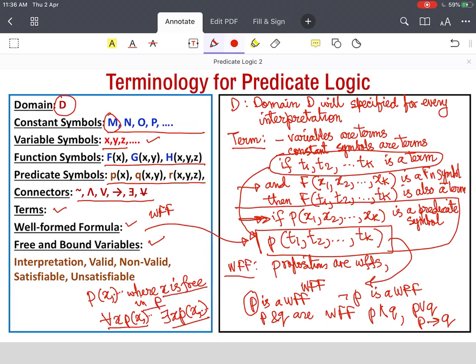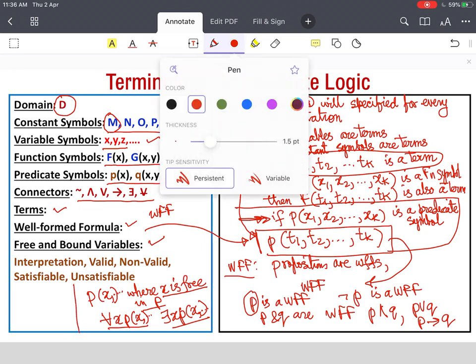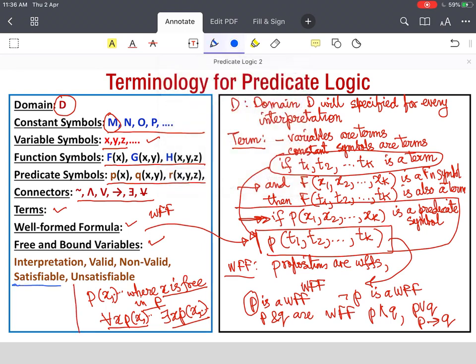But what we are saying is x is free in this P. So this is how I have informally described it; there is a detailed formal syntax and semantics of predicate logic. I will ask you to go through that detailed formal syntax and semantics.